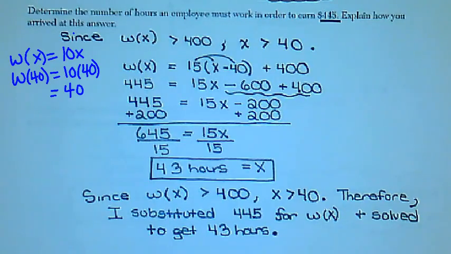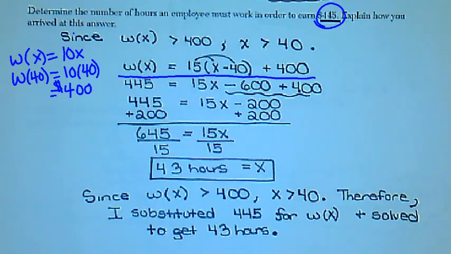So the maximum amount is $400. The maximum hours I could work from that first one is 40 hours, and sorry, not hours, I would get $400. Well, I need to get more than that. So that means that I'm definitely working more than 40 hours. So now I already know I'm going to use the second equation.